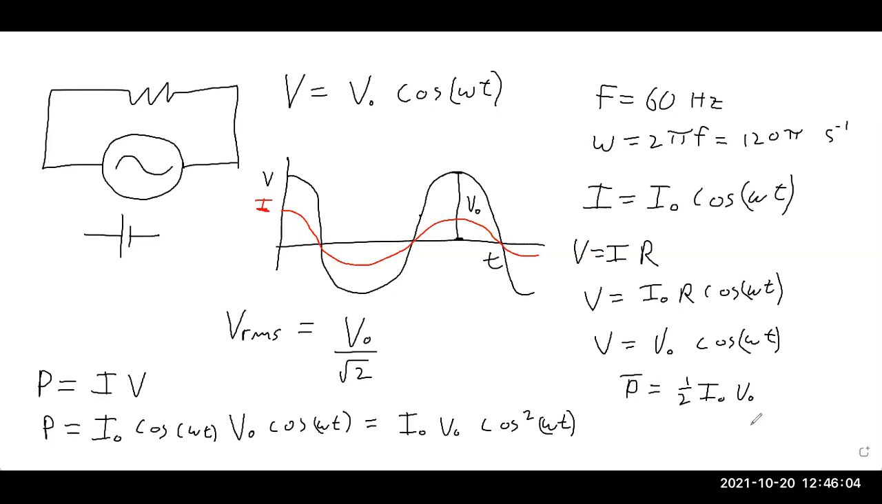If we break up this 1/2 into 1 over root 2 times 1 over root 2, we can see that it is the RMS current times the RMS voltage, which shows, again, why the root mean square value is often used, because it makes finding average power quite easy.